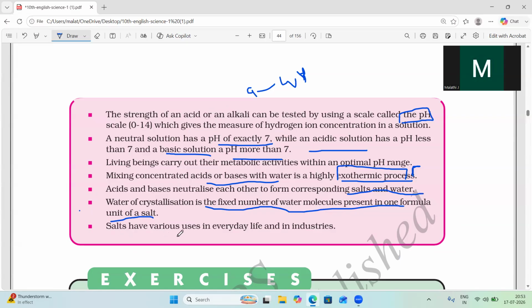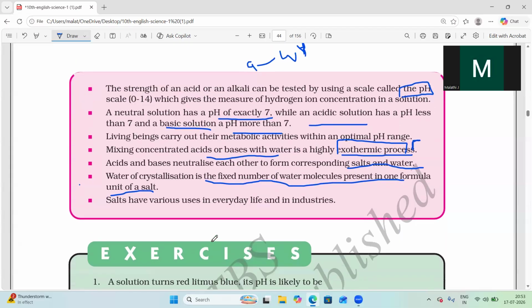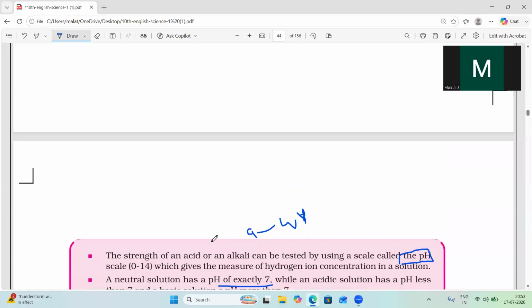Salts have various uses in everyday life and industries. That is what we studied: baking soda, washing soda, plaster of Paris, bleaching powder and sodium hydroxide. These we studied above. Those things are very important: the uses of salts, types of salts, and the pH scale.